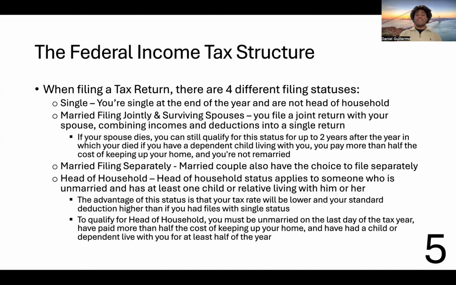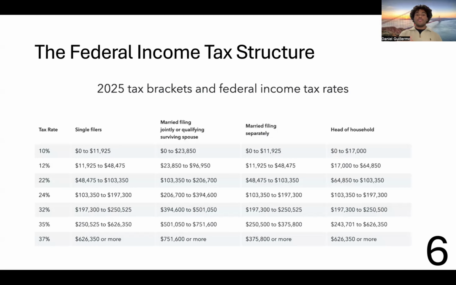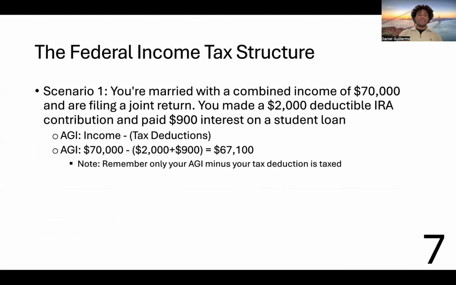Now, when filing a tax return, there are four different filing statuses: single, married filing jointly or surviving spouses, married filing separately, and head of household. And all these come with different perks and benefits depending on what your filing status is. Now, for the year 2025, this is just a demonstration of the tax brackets and federal income tax rates depending on your filing status. And you fall under different tax rates based on your tax filing.